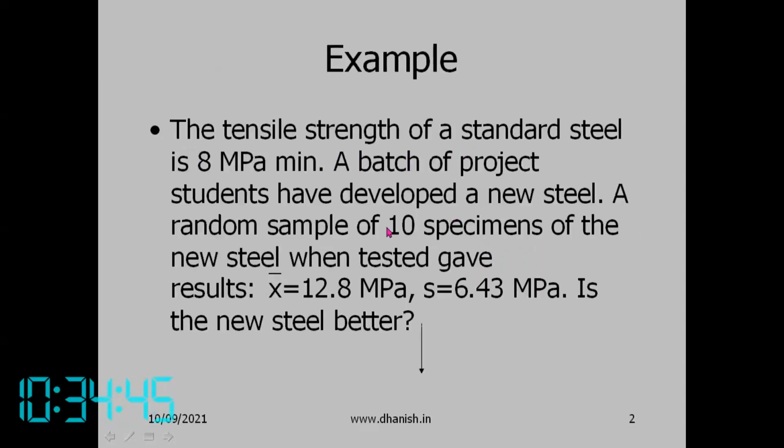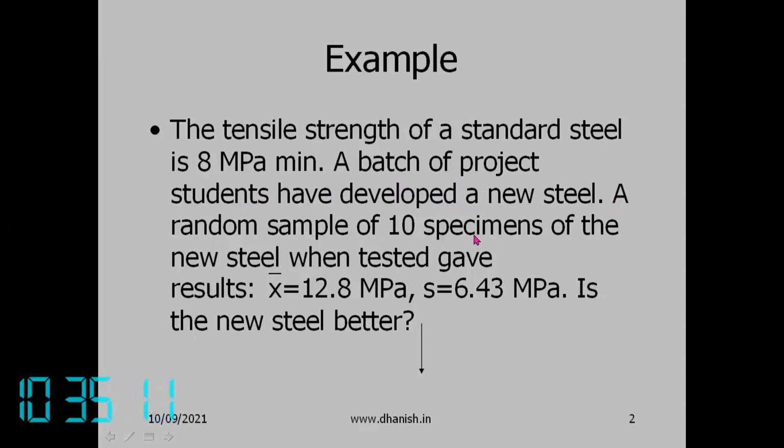For example, this is something which you do in your final year project. So you make a new material perhaps. The tensile strength of a standard steel is 8 MPa minimum. This is the standard steel. And now a batch of project students have developed a new steel. So is this new steel better? How do you know? So first you have to test.